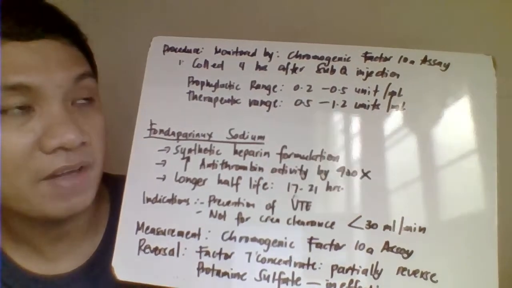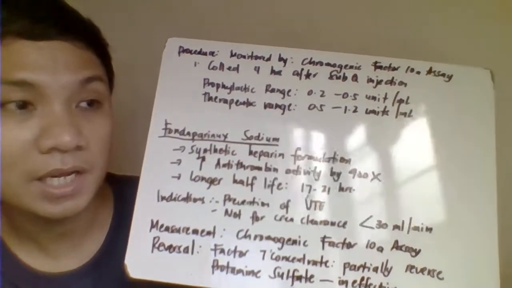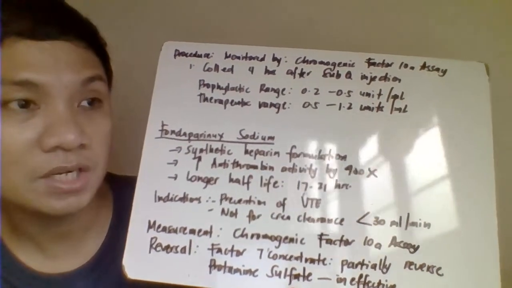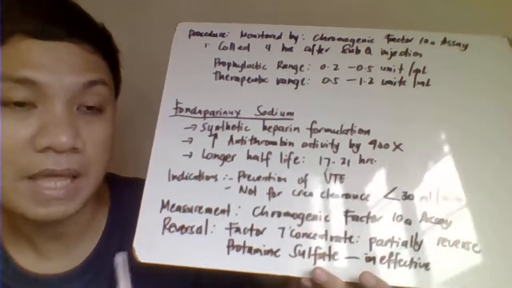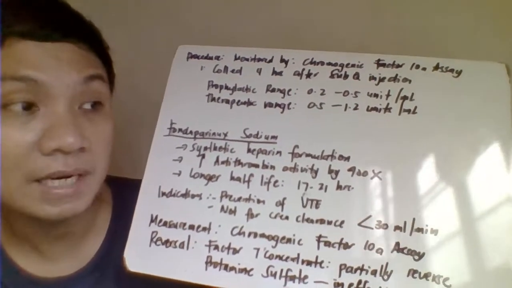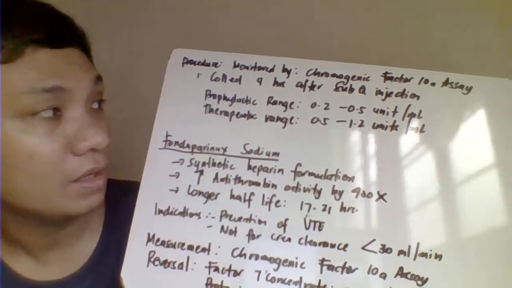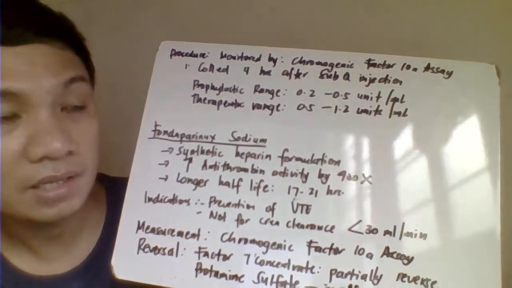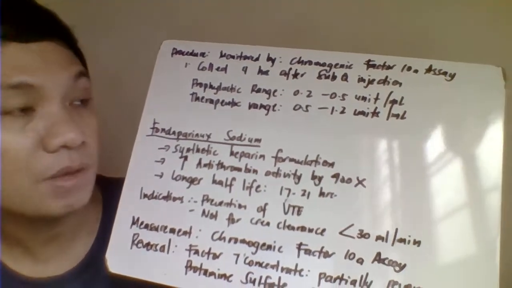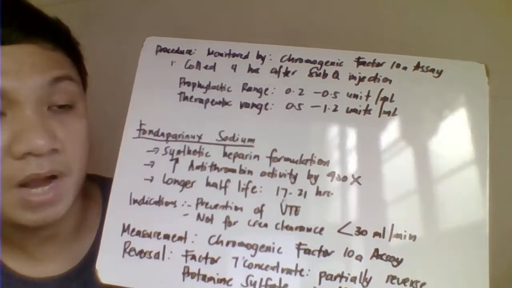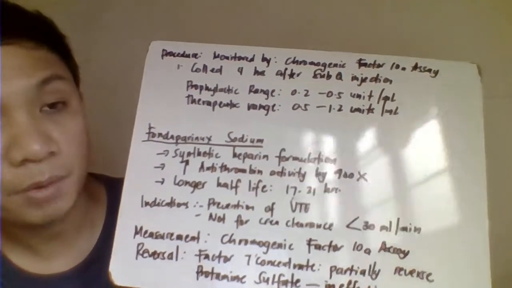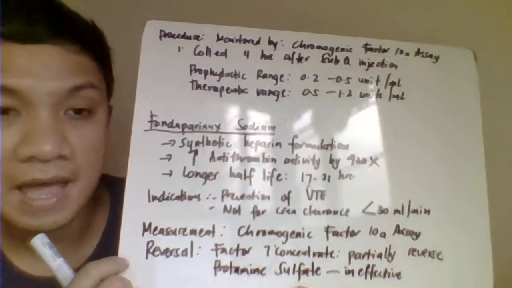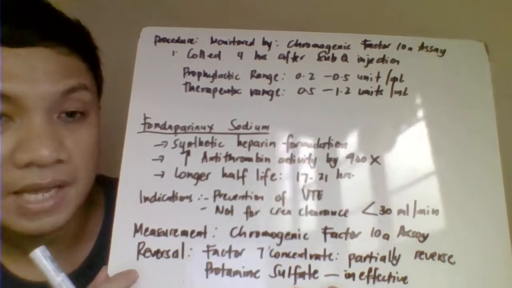You give your low molecular weight heparin, and after 4 hours of the subcutaneous injection, extract the blood and monitor the clotting time of the patient. We have the prophylactic range of low molecular weight heparin, which should be within 0.2 to 0.5 unit per ml, and the therapeutic range between 0.5 to 1.2 unit per ml. Another heparin formulation is unfractionated heparin.